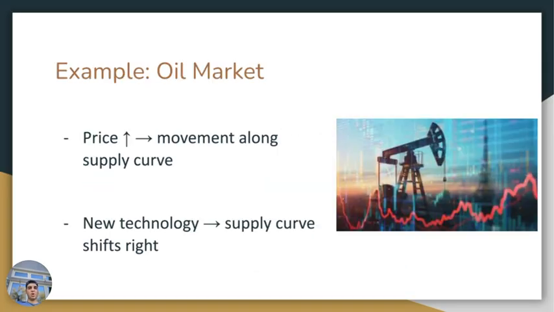Now let's talk more globally. Let's talk about the global oil market as an example. If the price of oil rises sharply, producers increase the quantity they supply. This is a movement along the supply curve. They're responding to a higher price.